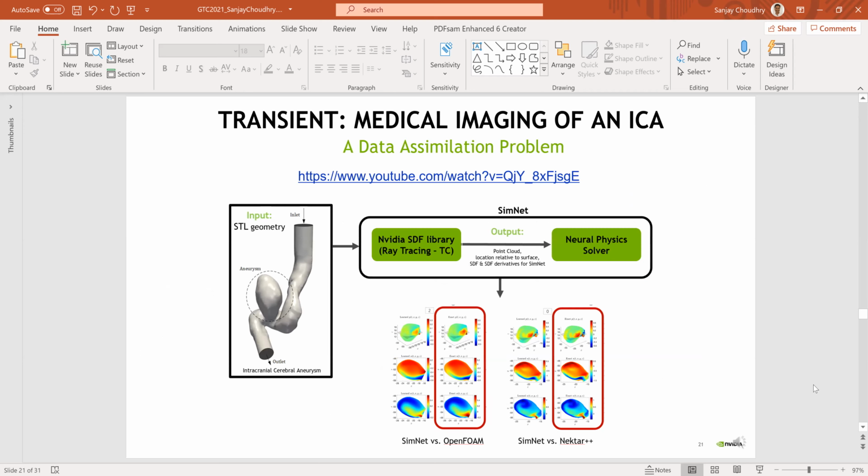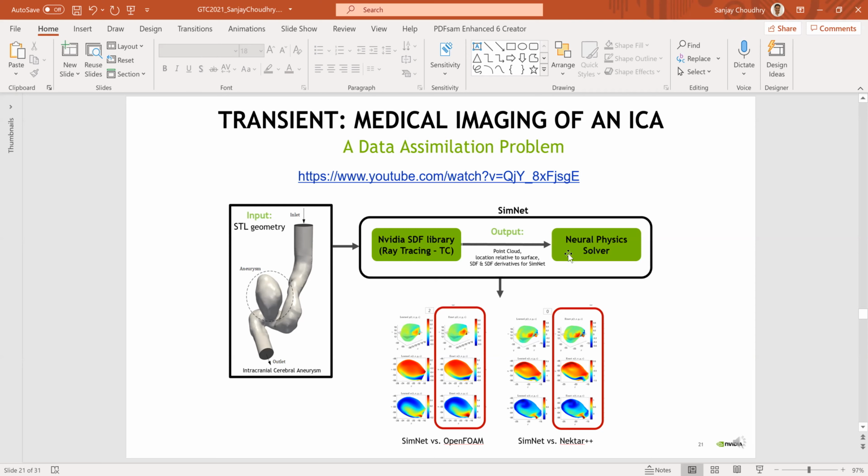The second example is that of a medical imaging of an intracranial aneurysm. This geometry originally came from Harvard Medical School to Brown University, and from there it actually came to us. They had solved this as an inverse problem. We have solved both inverse as well as the forward problem. It's an STL file, and with our geometry module, you can create a point cloud from the STL, with what we call the Nvidia SDF library, using a ray tracing method, and then feed it to Simnet.